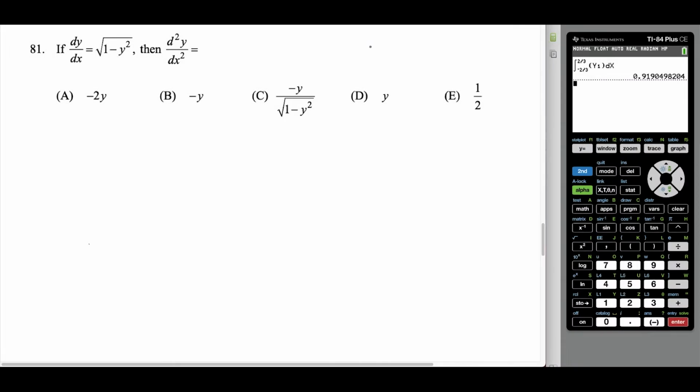So for question 81 here, we have dy dx equals square root of 1 minus y squared, and we want to find the second derivative. For this question, we could think of dy dx as 1 minus y squared all to the 1/2 power.